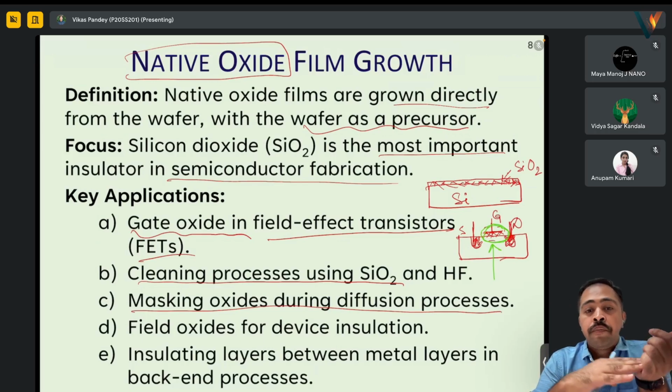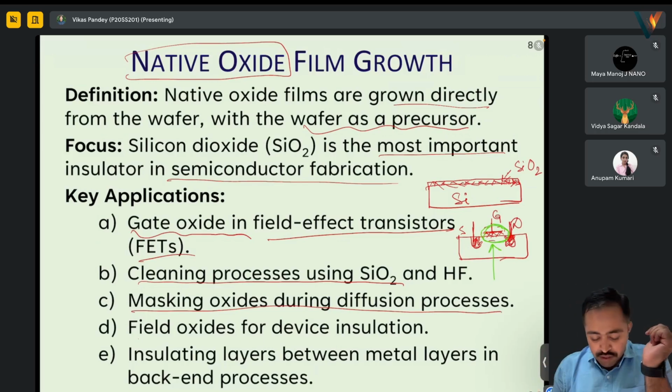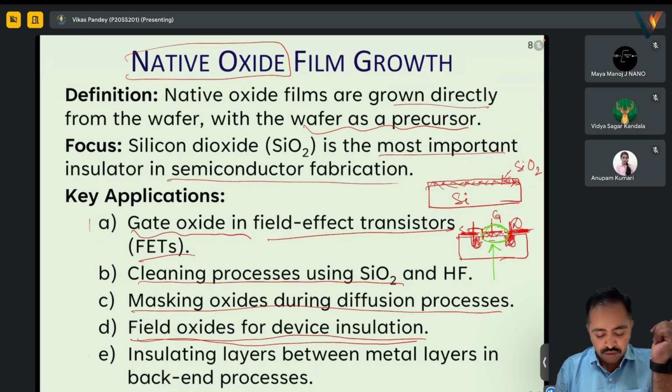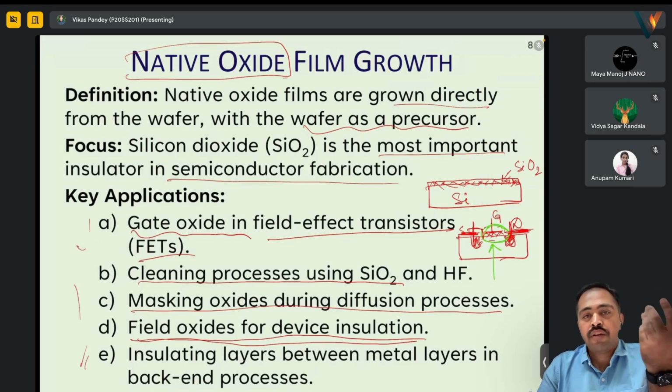Okay. Then field oxides for device insulation. Suppose you are making an electrode, you have deposited metal. On top of it, the areas where you don't want it to be exposed, there also field oxides are used. In all these cases, it's not necessary that it will be a native oxide. It can even be deposited. But we are talking about the importance of silicon dioxide here, okay?